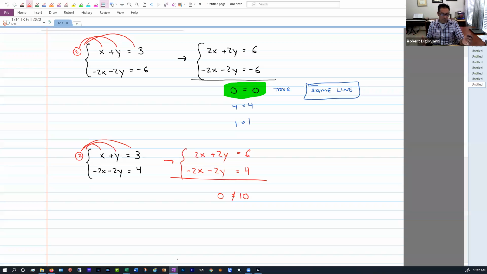So how do you know that these are parallel lines? Because your answer here is false. This is never true, right? 0 is never equal to 10. So this means they're parallel lines, which means there's no solution really to the equation, to the system. Okay, there's no solution. They'll never hit each other. I just want you to see that, because if you do some of the problems out of the homework, you might run into that. And if you do, just at that point, you're done. You just say, oh, it's the same line, or you can say they're parallel, depending on the two cases.